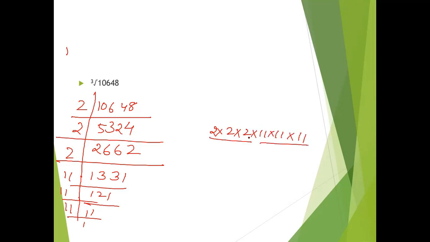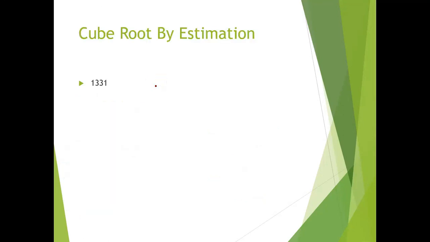Make groups of 3. So 2 into 11 is 22, 2 into 11 is 22, and 2 into 11 is 22. So this is the cube of 22. The cube root of 10648 is 22.